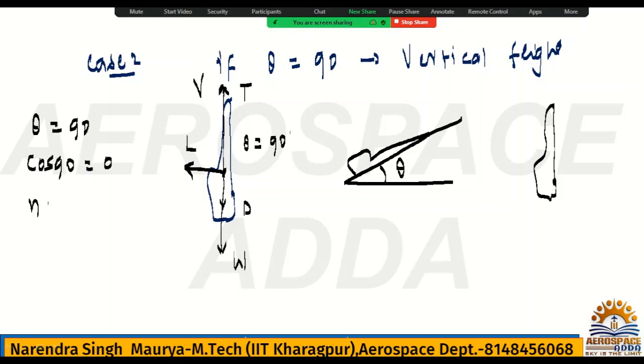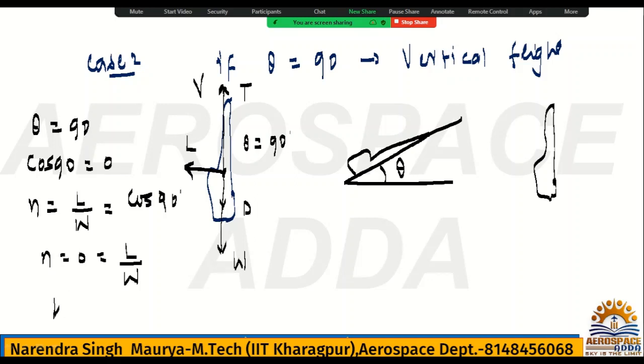0. What will be the N? N is nothing but L by W is equal to cos 90, means 0. That means L is equal to 0. So what is the meaning of it? Obviously that weight cannot be 0. In actual, for any aircraft, that weight cannot be 0. So what value will be 0? Lift will be 0.